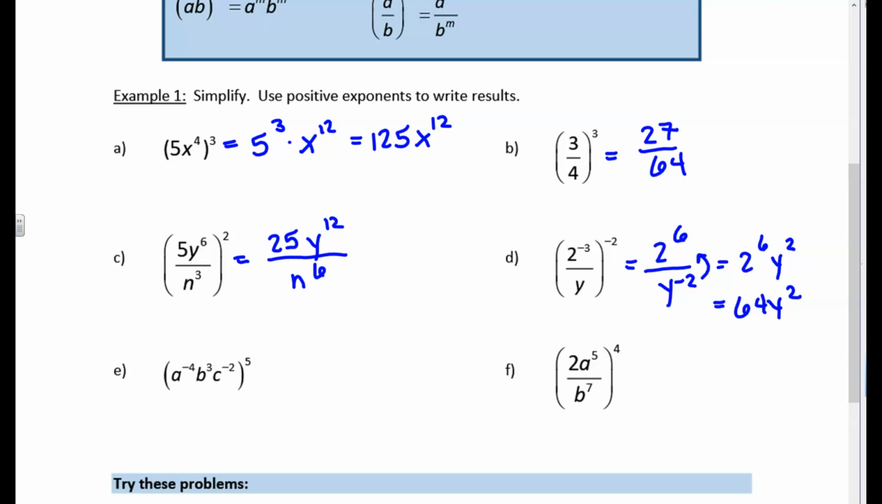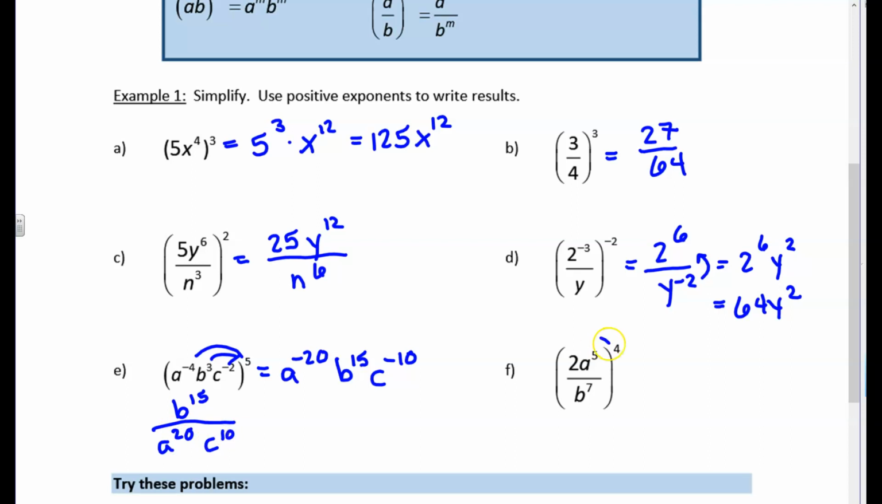Now here I'm going to take this fifth power and I'm going to send it to all of these pieces in here. So I get a to the negative 20, b to the 15th, and c to the negative 10. Anything with a negative exponent needs to flip. So we have b to the 15th over a to the 20th, c to the 10th.